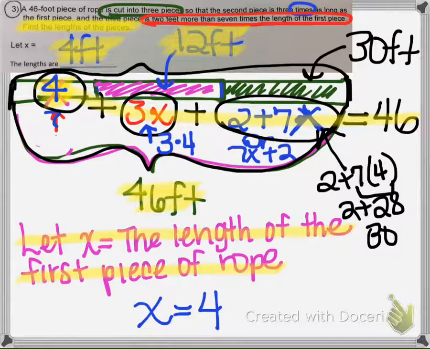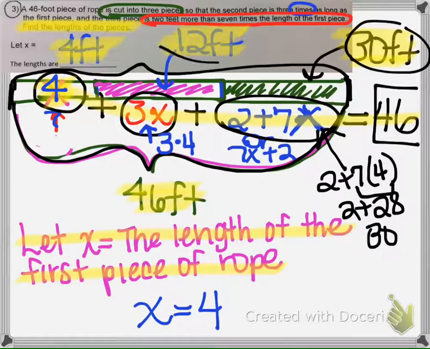So now we know what all 3 lengths are. And if you check it, again, it should add up to 46. So if you add the 3 answers we just got, they should sum to 46.